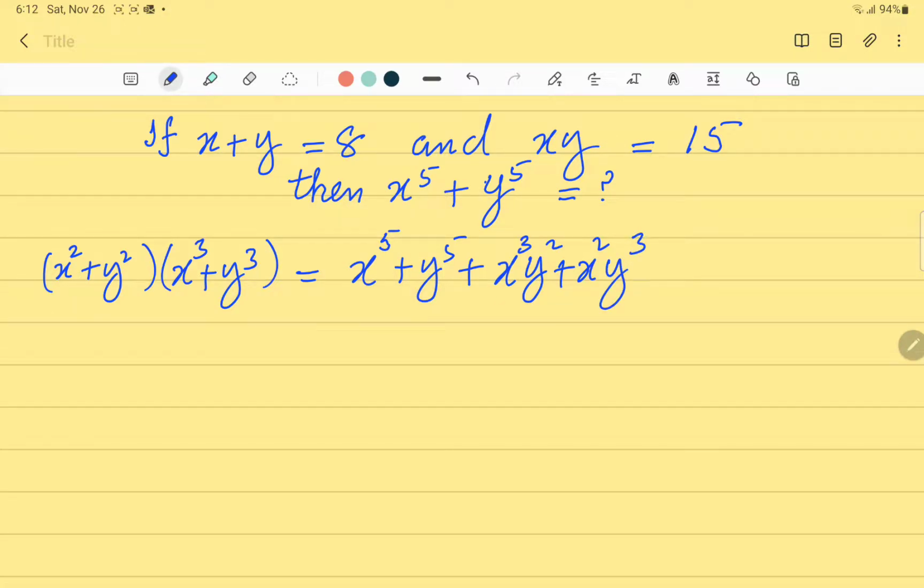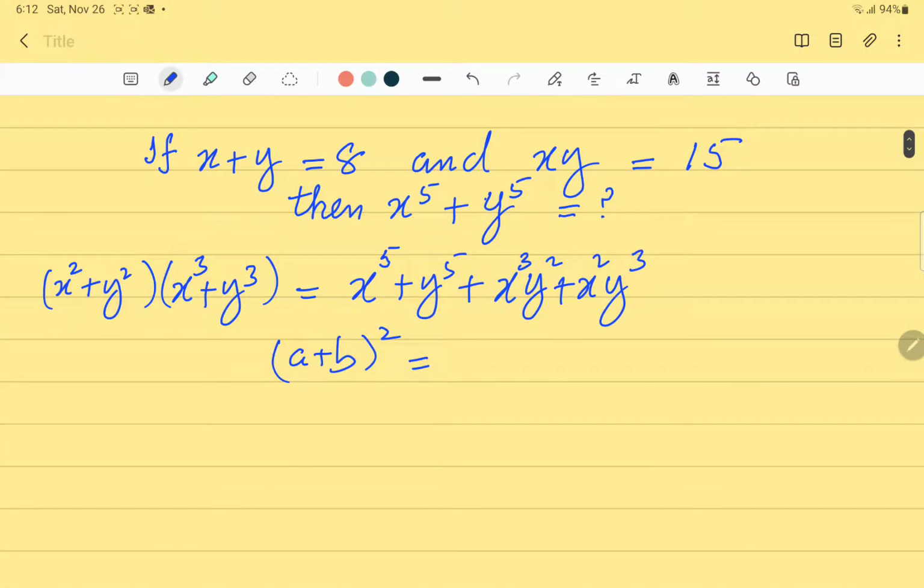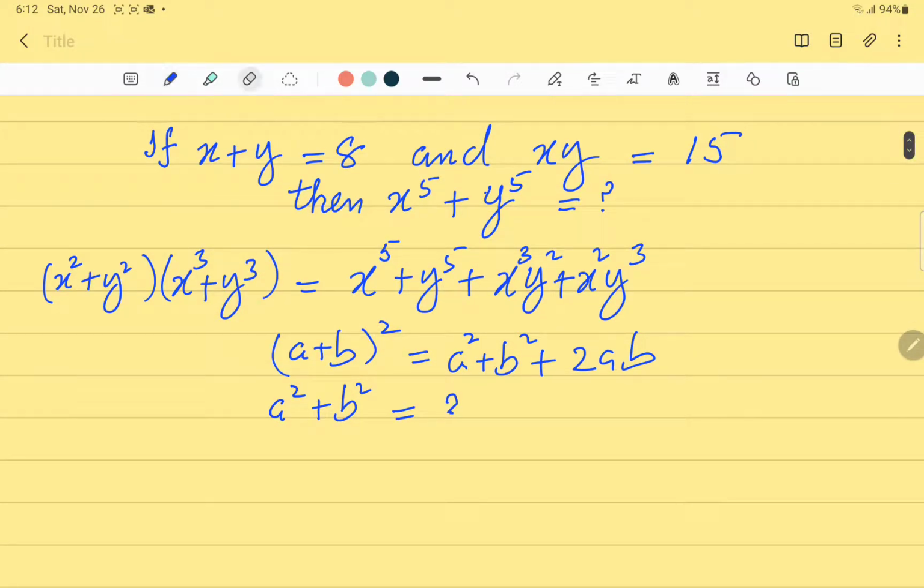Now we know that (a plus b) squared is equal to a squared plus b squared plus 2ab. So from here we can write a squared plus b squared is equal to (a plus b) squared minus 2ab. This is number 1.